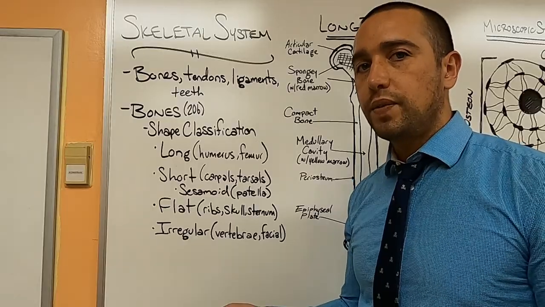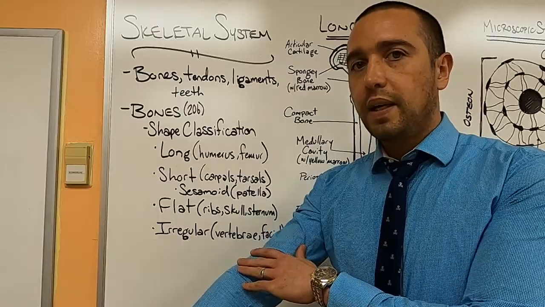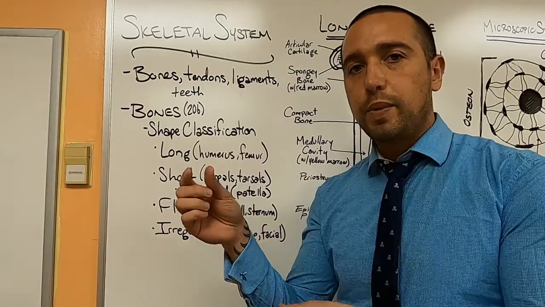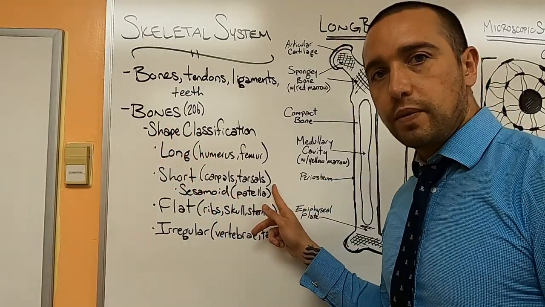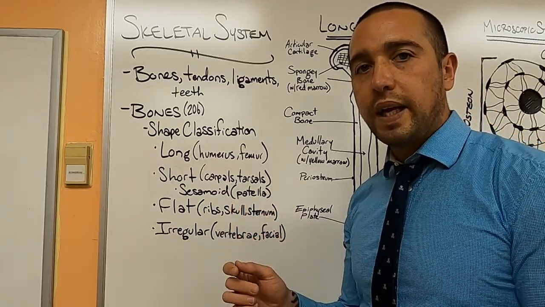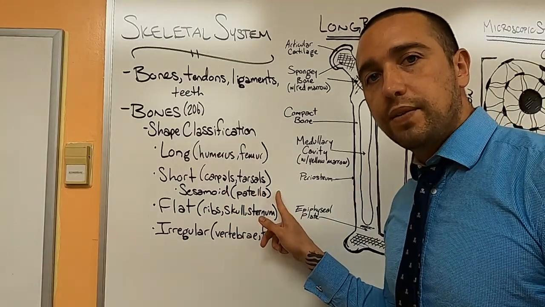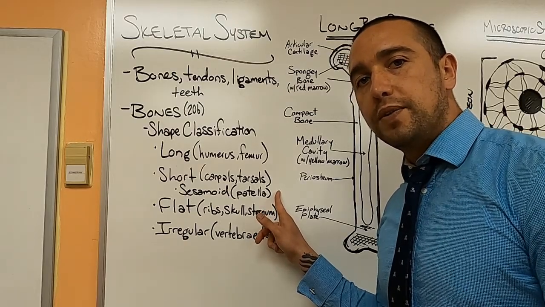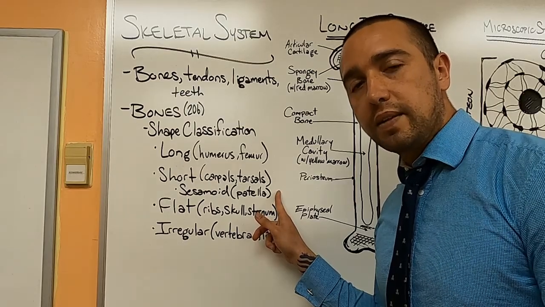There are long bones, such as the humerus and the femur in the leg. A long bone is longer than it is short. It has a middle part and two ends that bulge out. Short bones are things like the carpals in the wrist and the tarsals in the heel, and those are essentially cube-shaped or round. There's a special class of short bone called sesamoid bones. Sesamoid bones are bones that are embedded in soft tissue, and those are things like the patella, the kneecap.